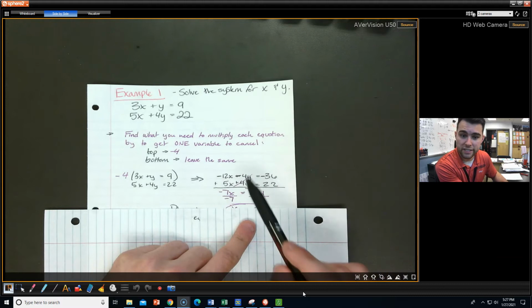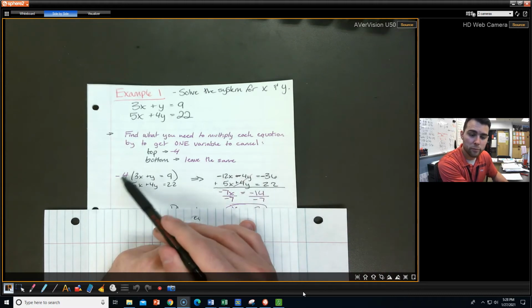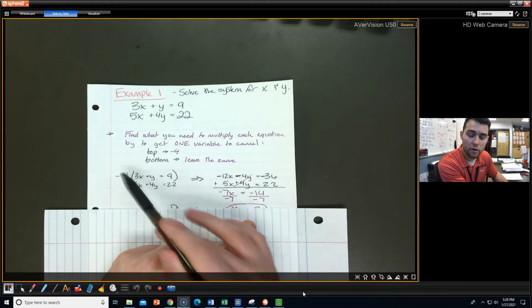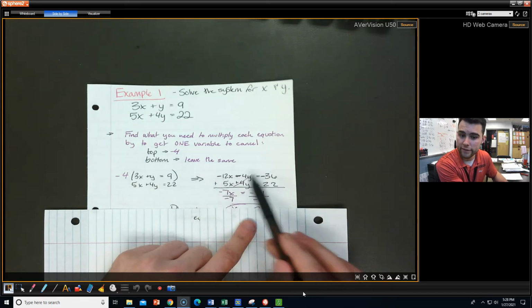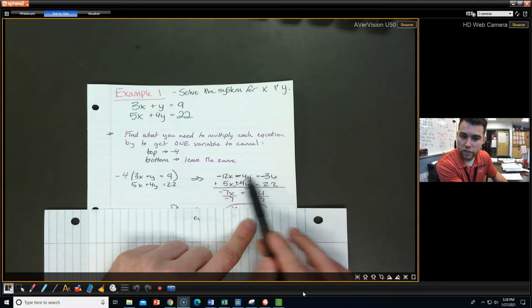One of the biggest mistakes kids make is that they don't multiply this number to every part of their equation. Maybe they'll only do the left-hand side. No, do it to everything, okay? So we get this new equation up top.